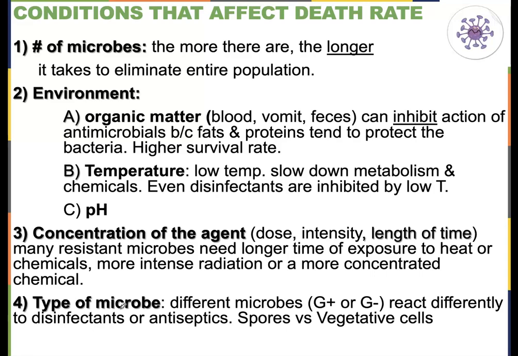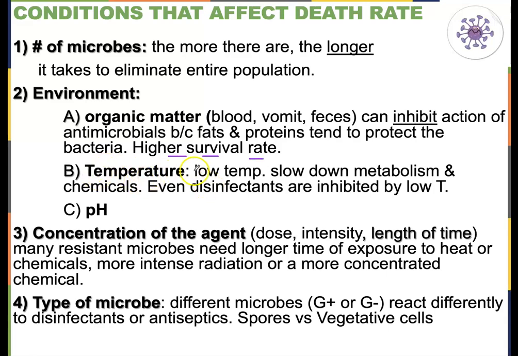Not everything's going to die at the same rate. So there are some things to keep in mind when you think about killing microbes. The number of microbes matters. The more there are, the longer it takes to eliminate the entire population. Then there's the environment. What is with the microbes? Is it potentially some organic matter? Maybe it's in food, maybe it's vomit or blood. If it's protected by a protein or carbohydrates, they're going to have a higher survival rate. So perhaps you use the agent a lot longer, or you use a higher concentration.